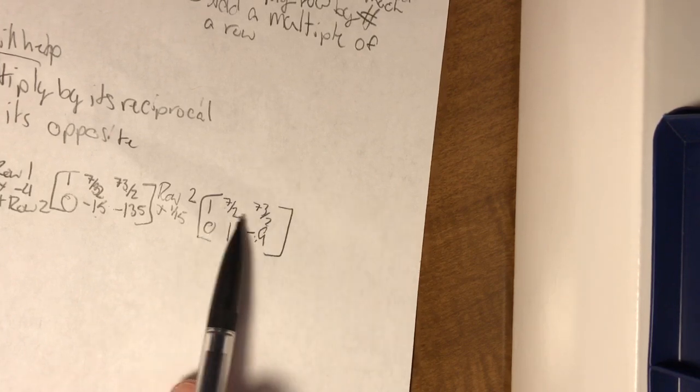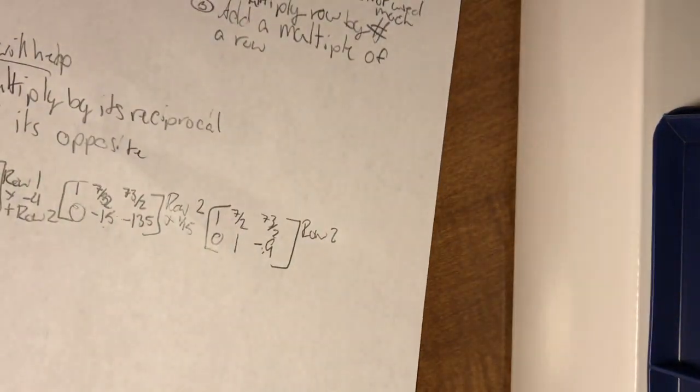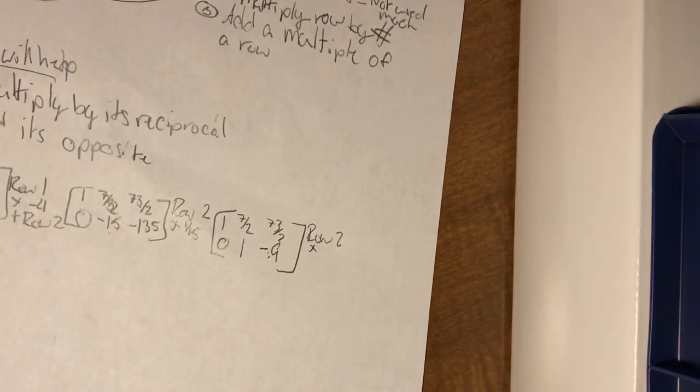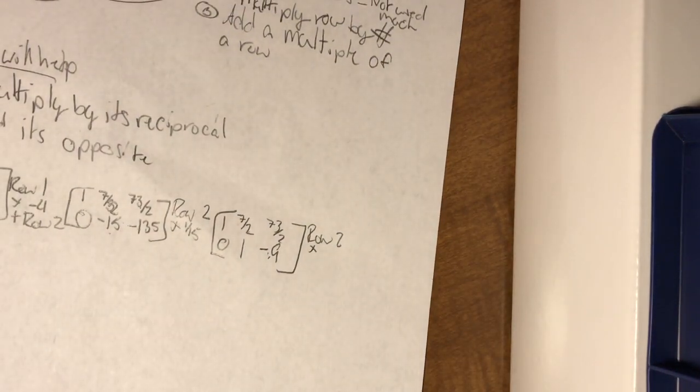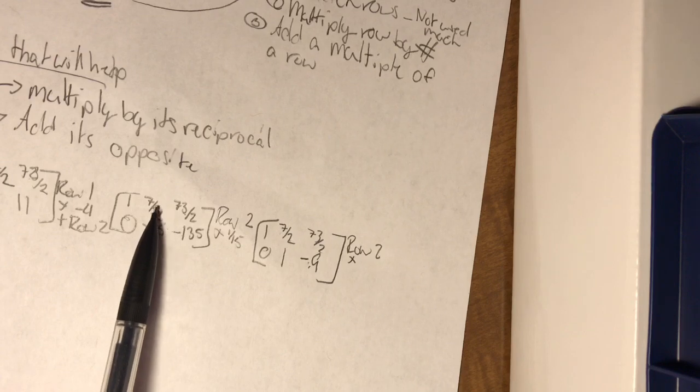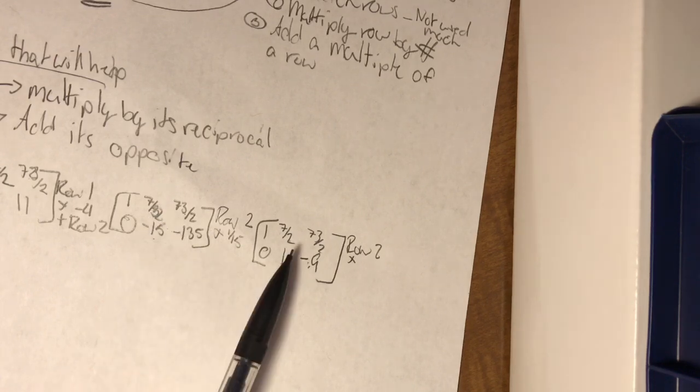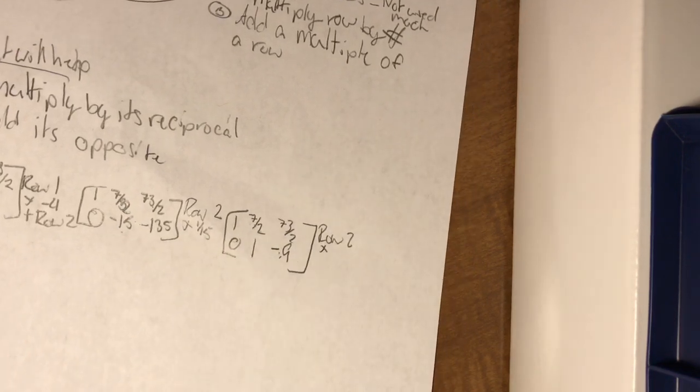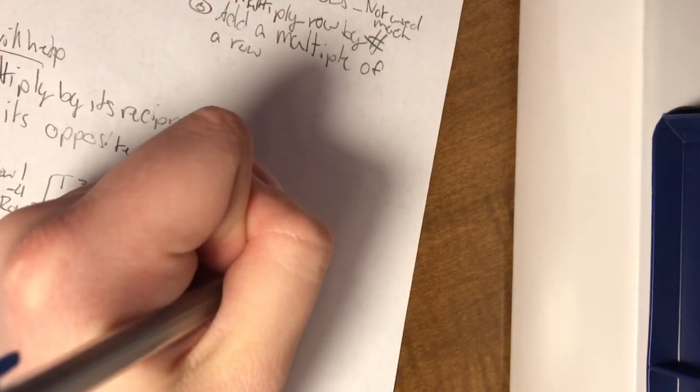And then for the next one, you're only changing this number, row 1. So what you do is row 2 times the opposite of 7 halves. So the opposite of 7 halves is negative 7 halves.